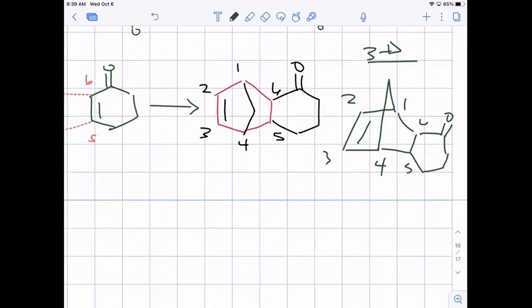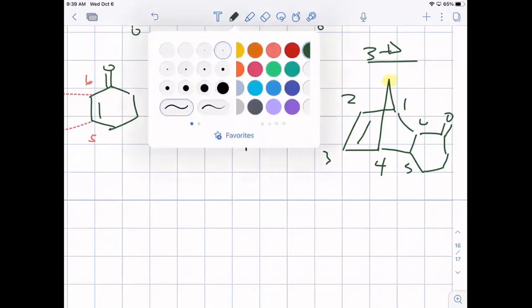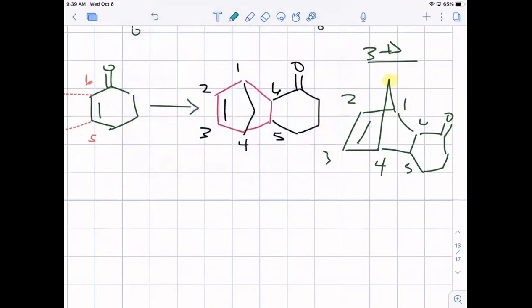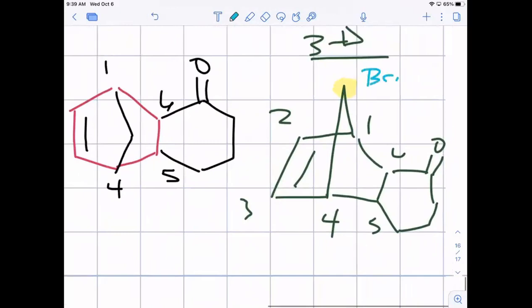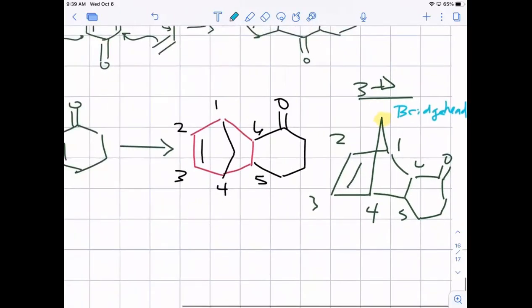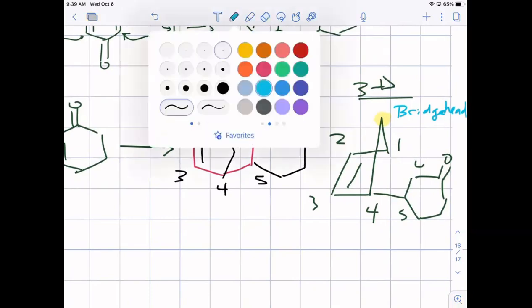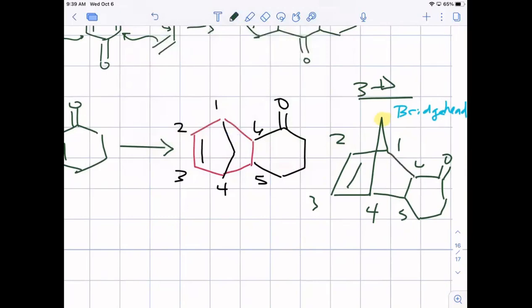Right, and notice the bridgehead, which is right here. That bridgehead is a consequence of the fact that you started with a cyclic diene. Right, so you're fusing these rings together. So this is the 3D version of it. It actually looks like the bridgehead gets kicked up because of the transition state.